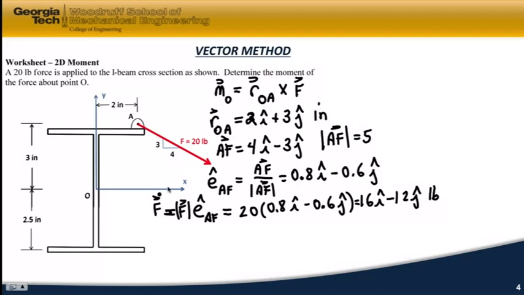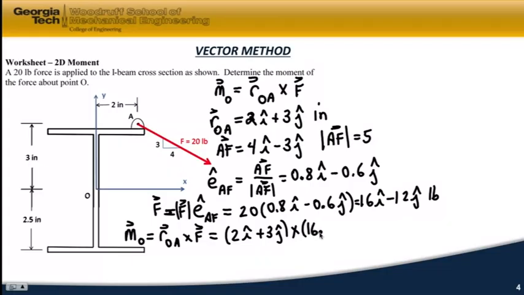And so now I have r_OA, I have F. I can substitute it in and do the cross product to find the moment about point O. The moment about point O is then r_OA cross F, or 2I plus 3J crossed with 16I minus 12J.